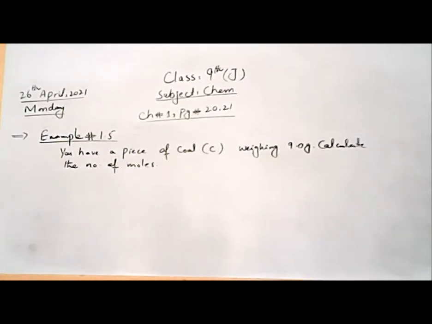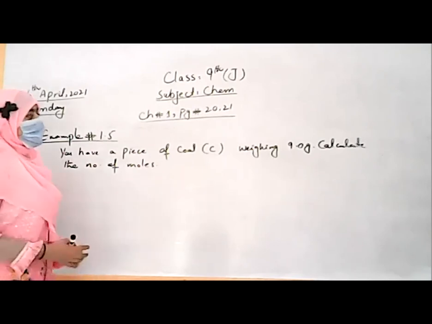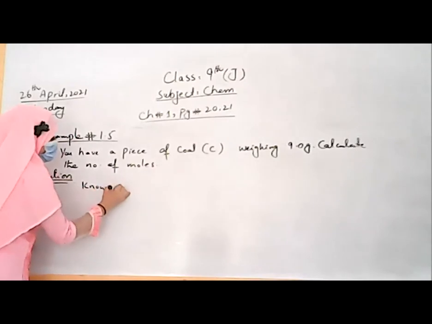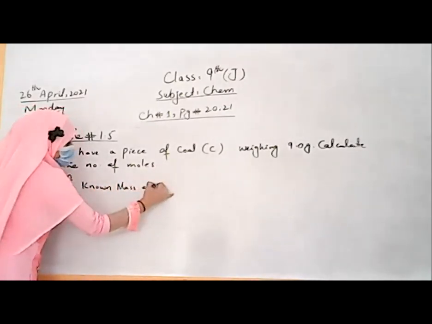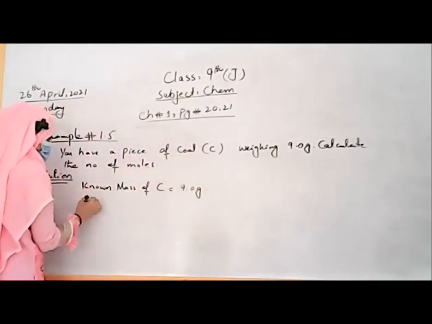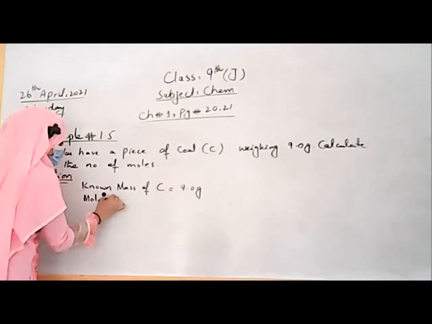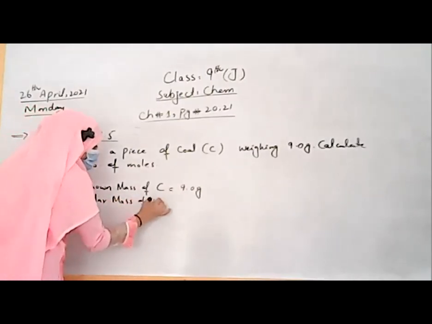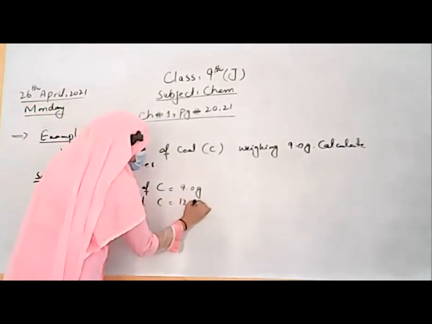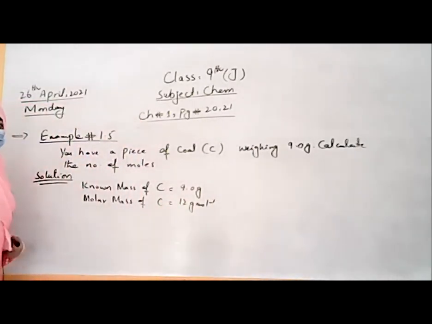Okay, now the next example 1.5: you have a piece of coal weighing 9.0 gram. Calculate the number of moles. Now its solution. Known mass of carbon is equal to 9.0 grams. Molar mass of carbon is equal to, as we know, 12 gram per mole.